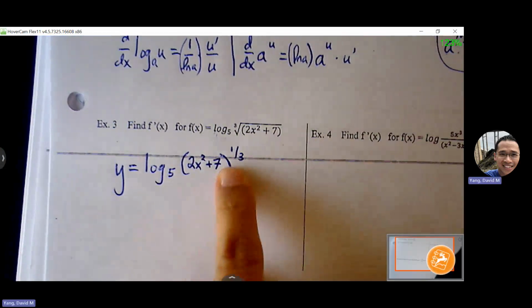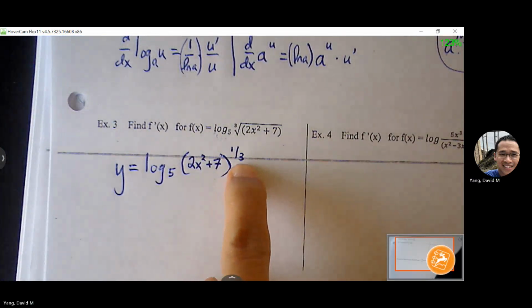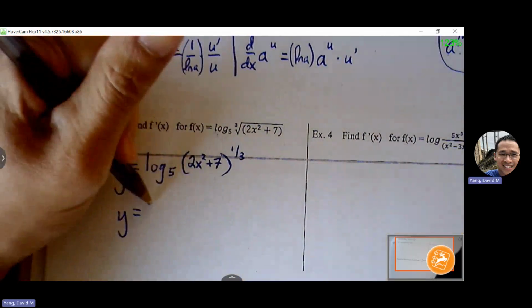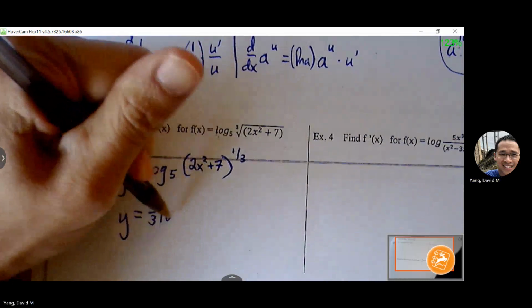Just like with natural log, what can I do with this exponent? Bring it down in front, right? If this is natural log or log of any base, my property still stands.